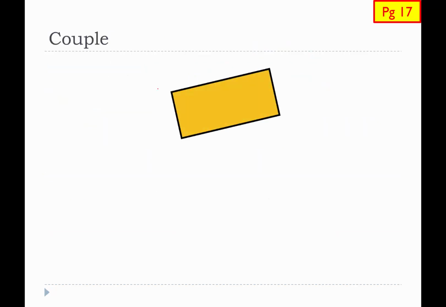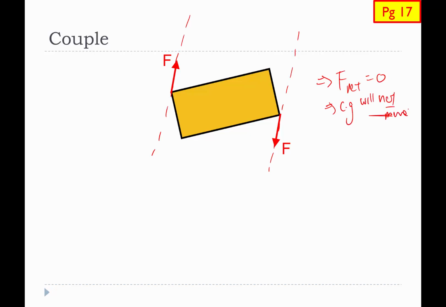Here I have an object, and I have a couple, forces of equal magnitude, opposite in direction. The lines of action do not coincide. Once again, how do I draw the line of action? Basically, just draw an imaginary line parallel to the direction of the force. You can see that I have drawn two lines of action, and even though they're parallel, they will not coincide. The forces are equal in magnitude and opposite in direction, so F net is equal to 0. When F net is 0, the CG will not move. So when the CG does not move, it will basically just cause a rotation.